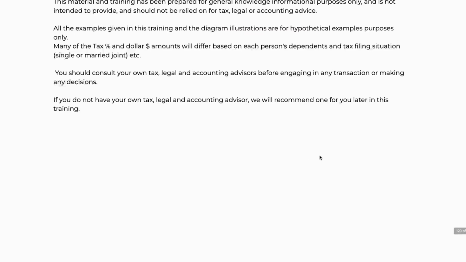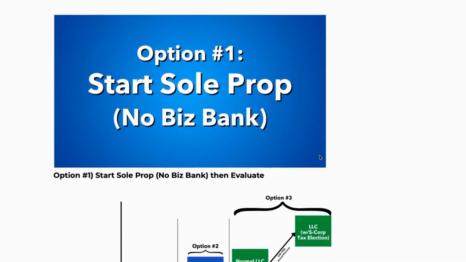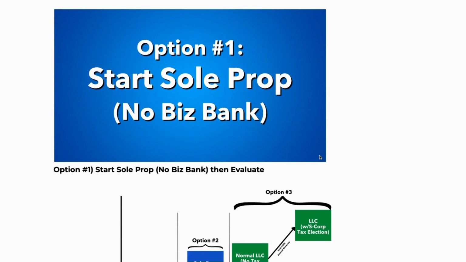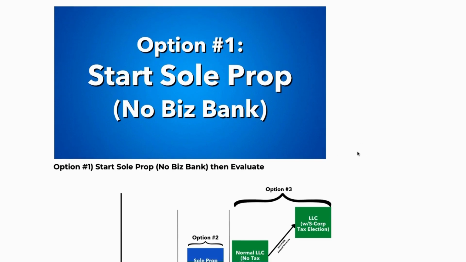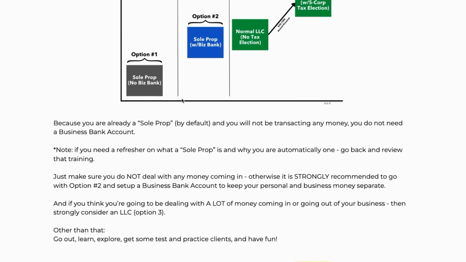Okay, so with that being said, let's go ahead and talk about option number 1, which is if you decide that, hey, I'm going to be proceeding with option 1. We've talked about all the scenarios of why you would go with option 1 in the previous training section. So what you're going to do is you're going to start the sole prop with no business bank account. Okay, so if this is the option that you're going to proceed with, well, guess what? Literally, you are already a sole prop by default, okay?